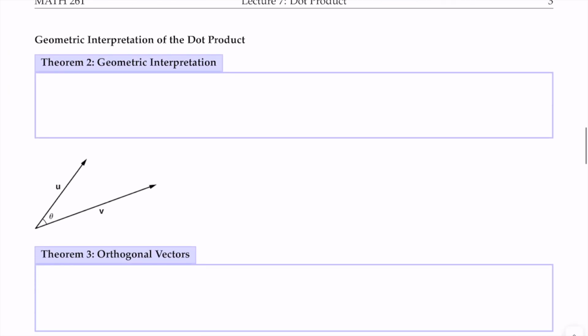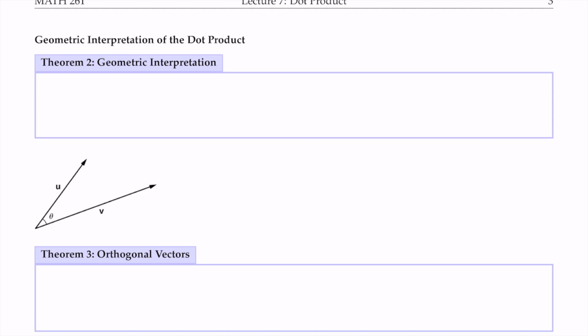Now we're going to move on to the next topic, which is the geometric interpretation of the dot product. If you have two vectors in these positions, with their tails attached to one another, the two vectors form an angle, and this angle is theta.